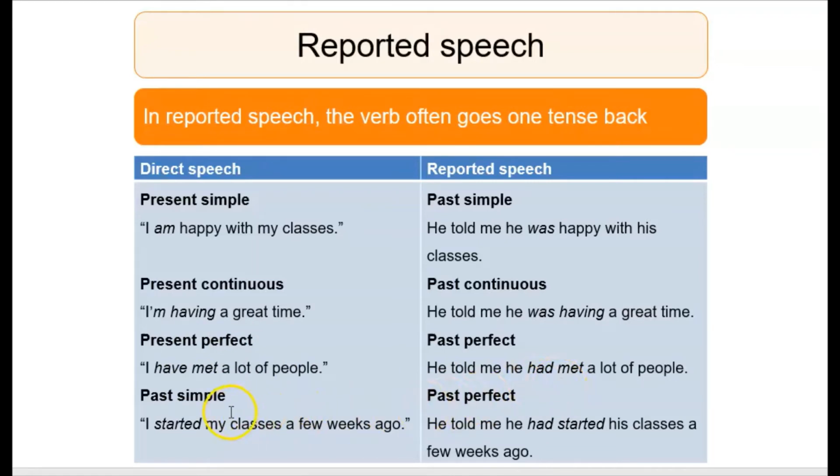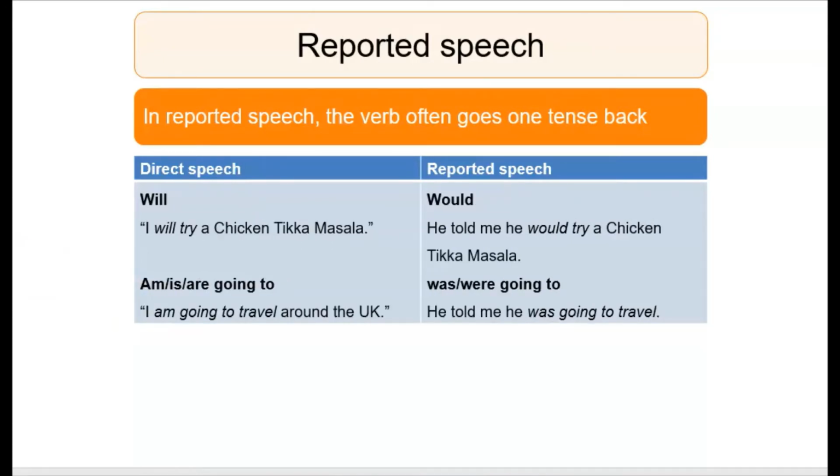And finally, past simple. He said, I started my classes a few weeks ago. That changes to past perfect. He told me that he had started, right, his classes a few weeks ago. Okay, so I started, past simple, changes to he had started, past perfect. Okay, actually there are a couple more.